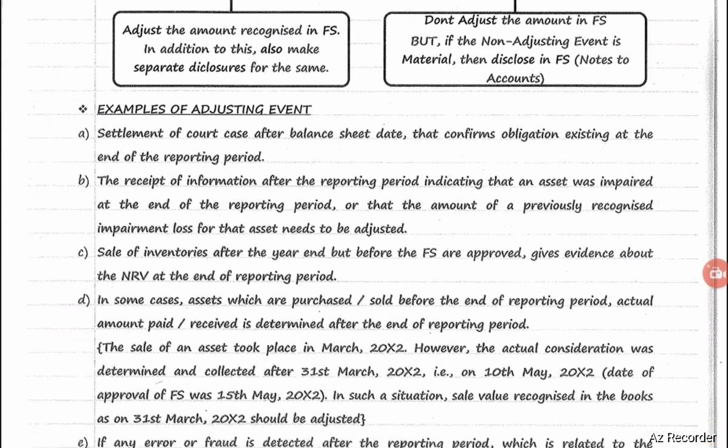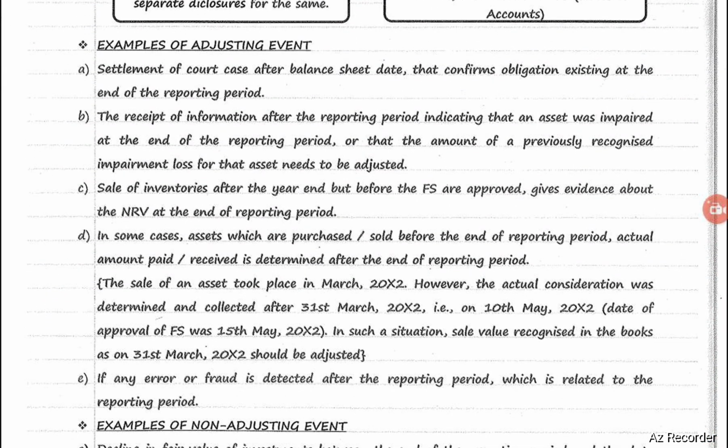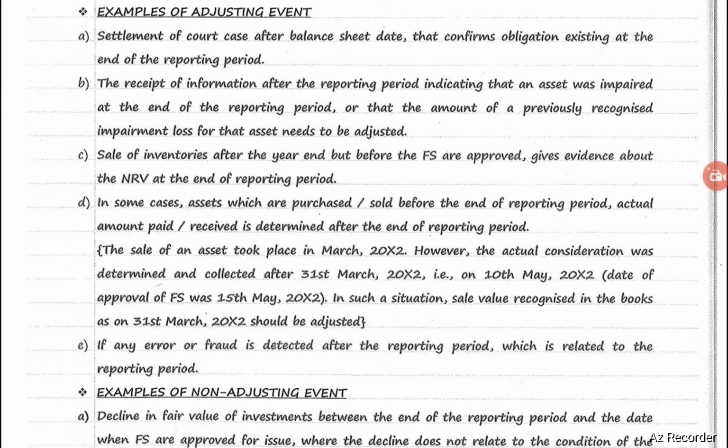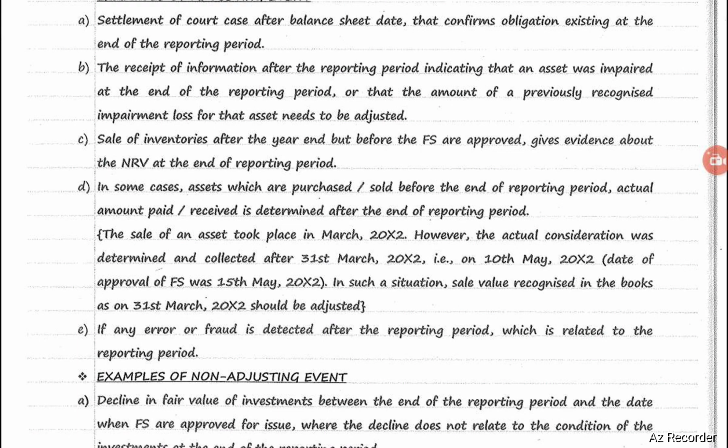Examples of existing events: settlement of court case after balance sheet date that confirms obligation existing at the end of the reporting period. Second one, the receipt of information after the reporting period indicating that an asset was impaired at the end of the reporting period, or that the amount of the previously recognized impairment loss for that asset needs to be adjusted. Next, sale of inventory after the year end but before the financial statements are approved gives evidence about the NRV at the end of the reporting period.